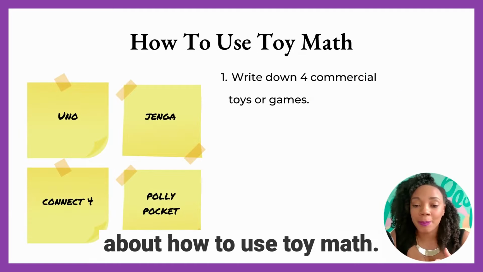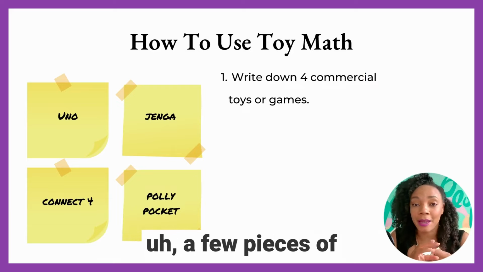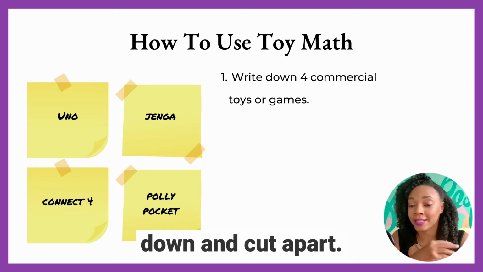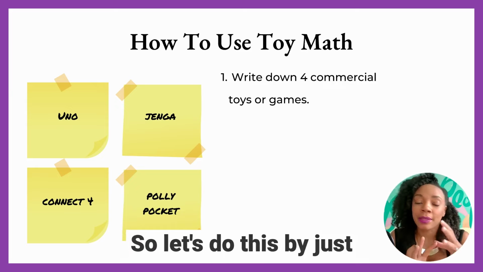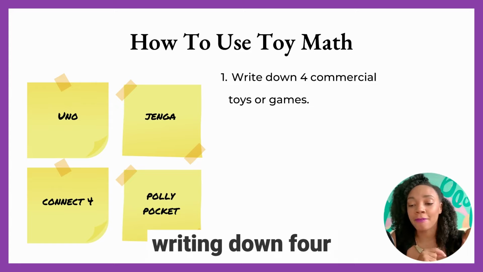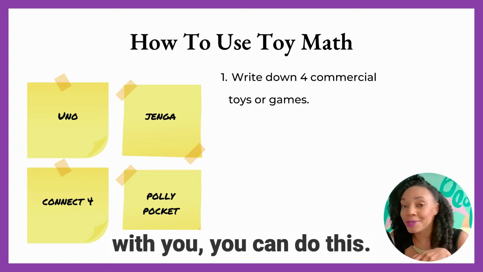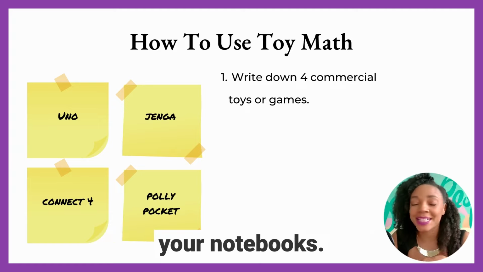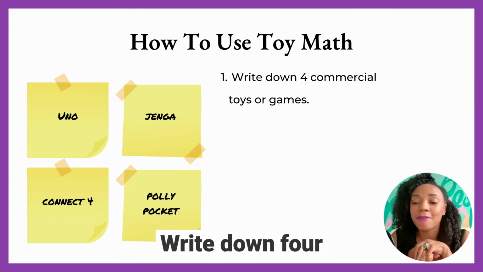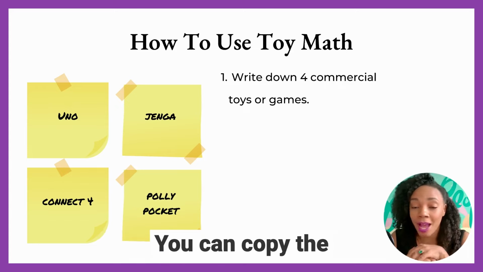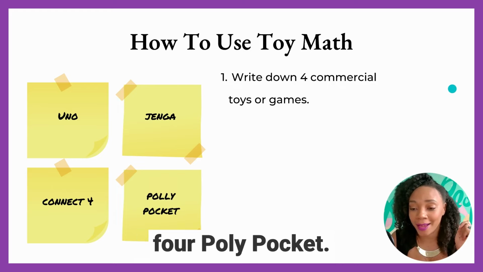So let's talk a little bit about how to use toy math. You can do this with a Post-it. You can do this with a few pieces of paper that you write down and cut apart. So for visuals, I illustrated a Post-it here. So let's do this by just writing down 4 commercial toys or games. If you have your notebooks with you, you can do this now with me. You don't have to rip out the pages. We'll figure out a way to do it without doing that. Write down 4 commercial toys or games. You can copy the ones I have here: Uno, Jenga, Connect 4, Polly Pocket.